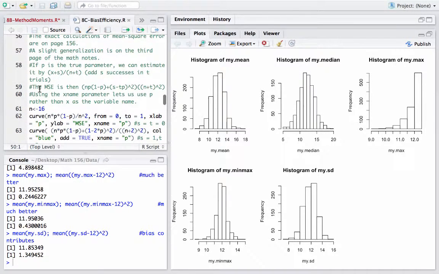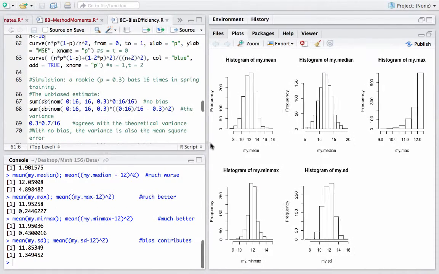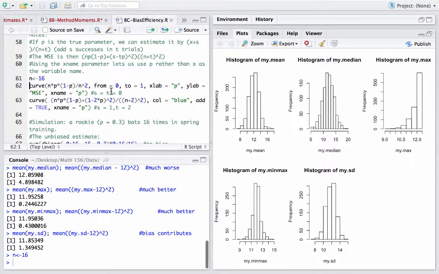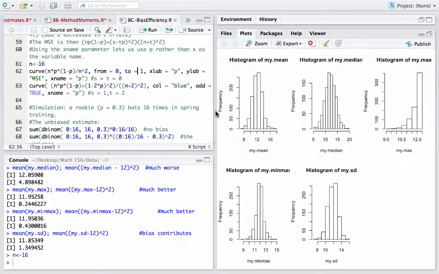And there's all kinds of messy algebra around this in the notes in the textbook, but we basically come up with this as the mean square error in the general case, where we add S successes and T trials. Let's make our code window a little bigger. So for 16 trials, let's look at the mean square error where we don't bias the statistic at all.